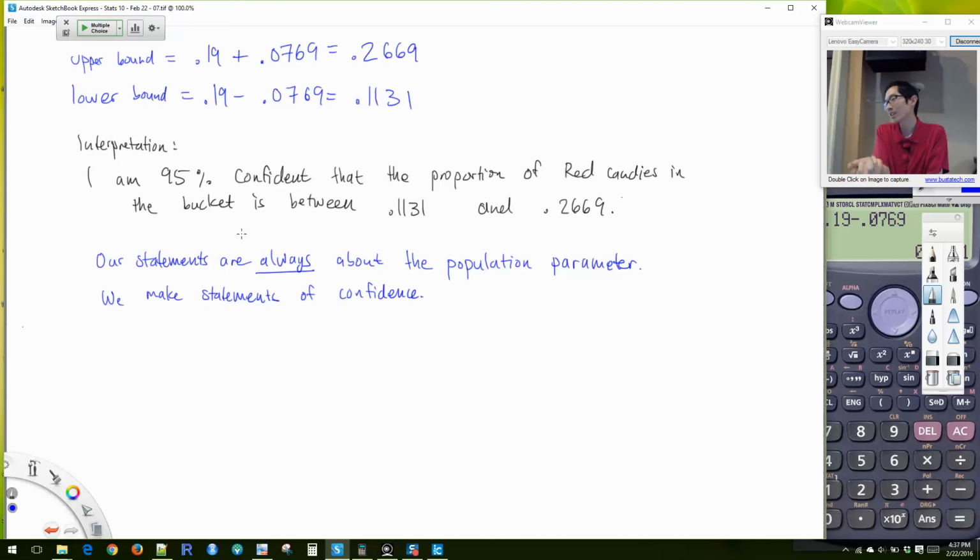The bucket's not going to be 30% red. I mean, it could be. It could be 30% red. It could be 70% red, but it'd be highly unlikely. Based on what I see in my sample, I can be quite confident, 95% confident to be exact, that what exists in the bucket is something between 11 and 27% red candies. And that's what I'm saying.